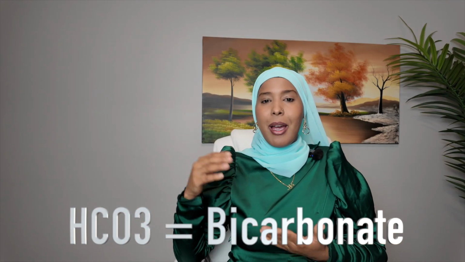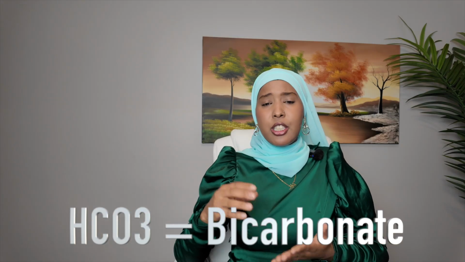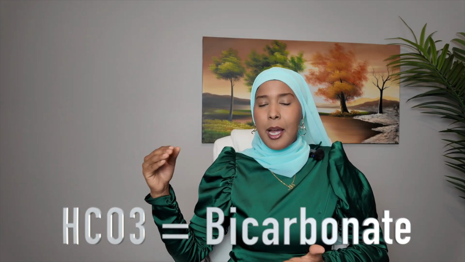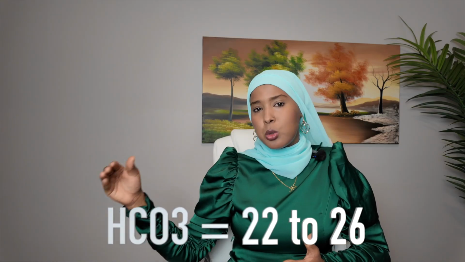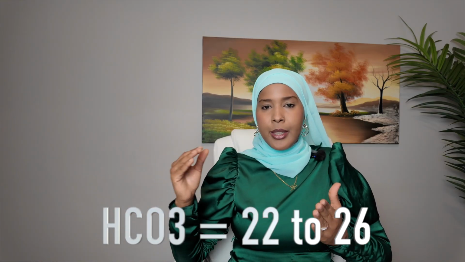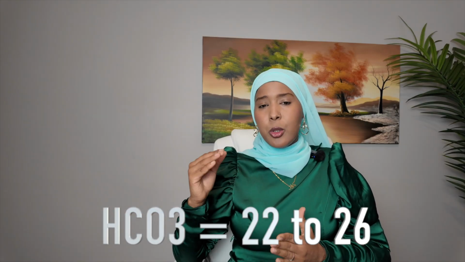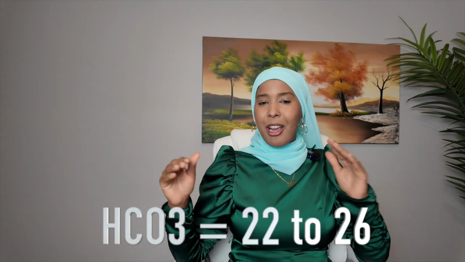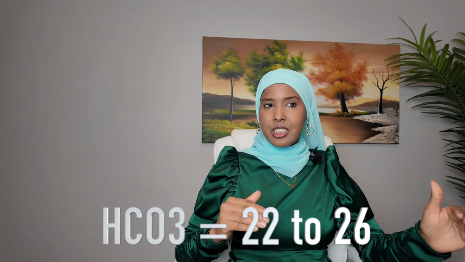I hope you understand. Now let's talk about HCO₃, which is also called bicarbonate. Bicarbonate is controlled by the kidneys. It also represents the metabolic component. The normal bicarbonate is 22 to 26. The way I remember is CO2 equals lungs equals respiratory, whereas bicarbonate equals kidneys equals metabolic.